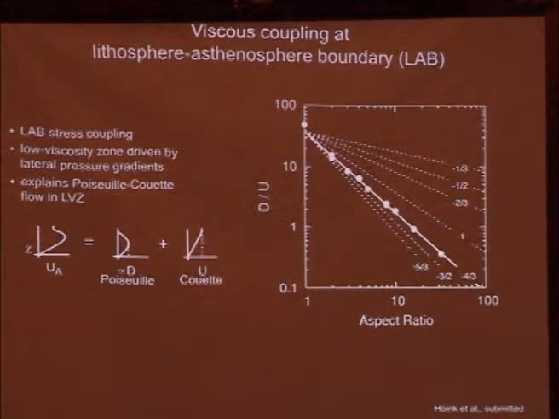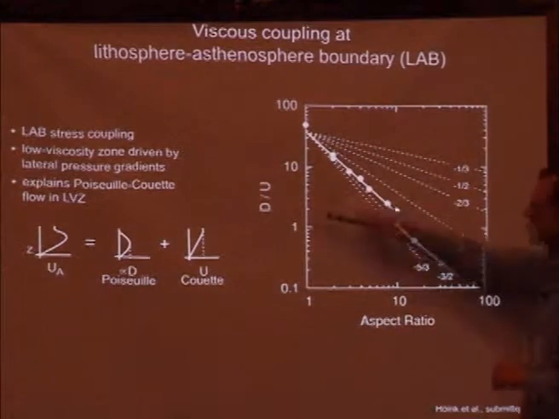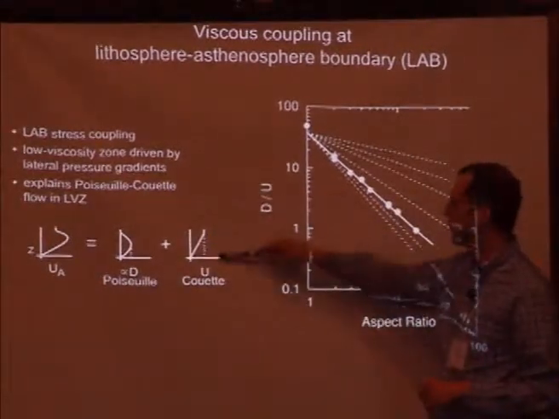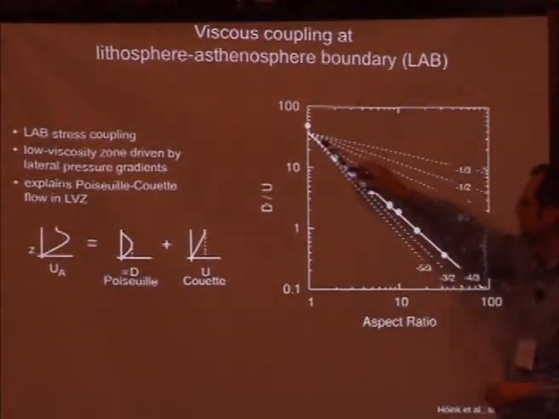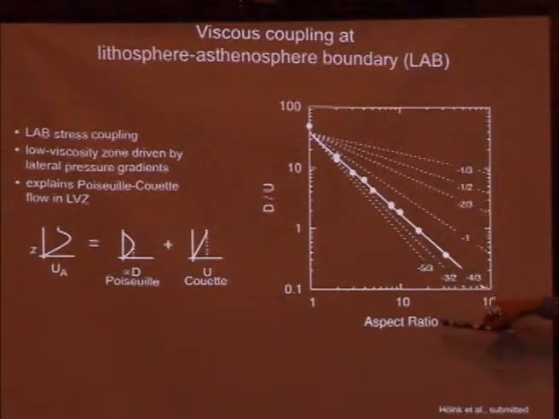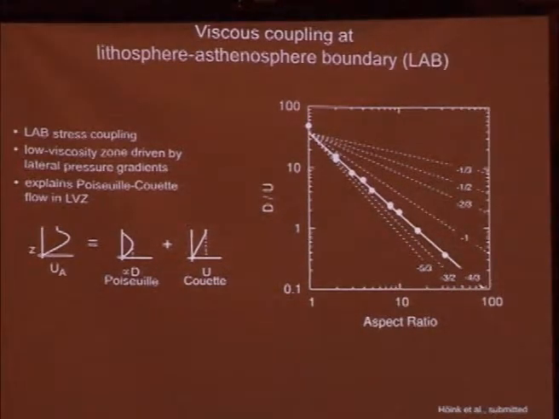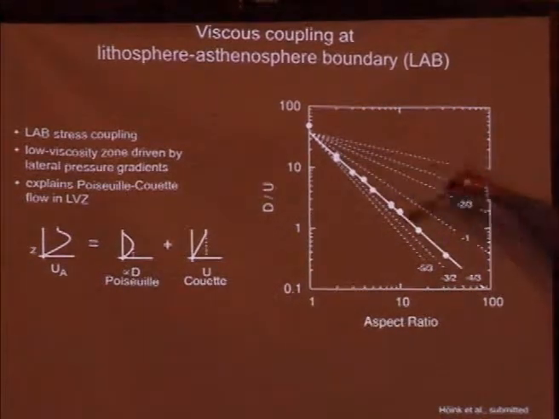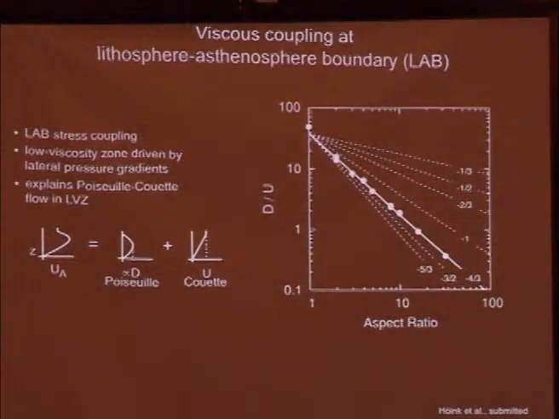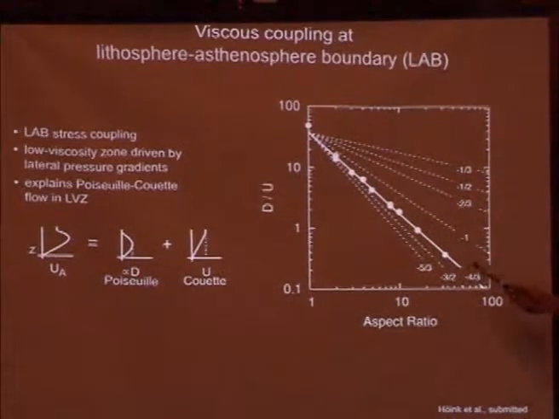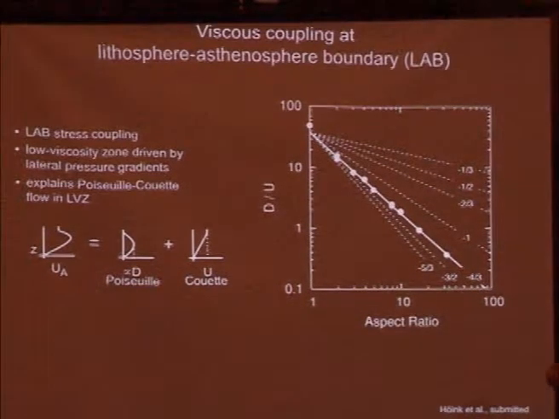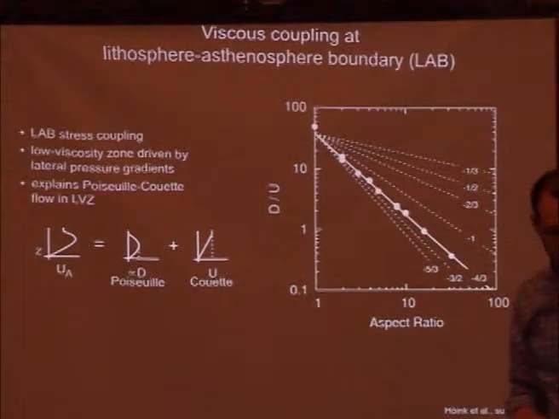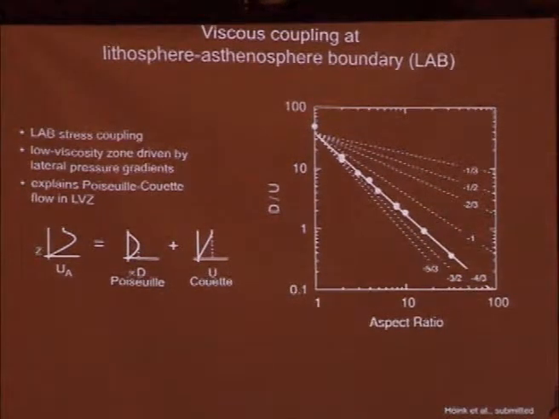So if you do that, you see, this is again the ratio of the Poiseuille flow type, the pressure-driven component, to the shear-driven component. And the prediction is that it will be linear in a log-log plot. This is the aspect ratio, the length of the box. Shown here, the points are from my simulations. Shown in the solid line is the prediction from the simple theory. And I find this surprisingly agreeable. The other lines are for different assumptions on convective style, which is not appropriate to the simulations, but can be used to predict flows in other areas.